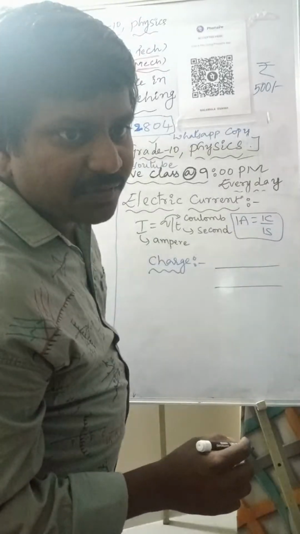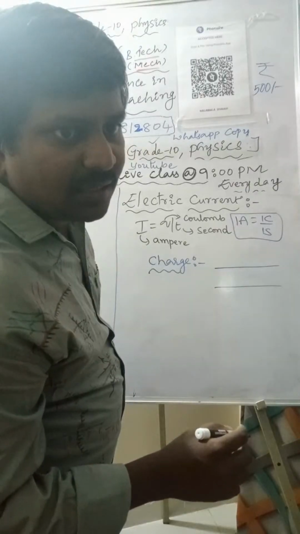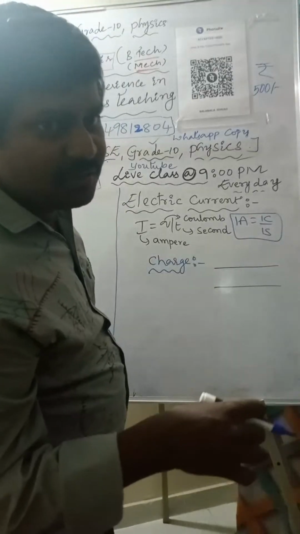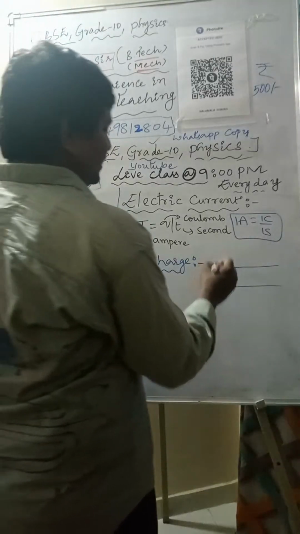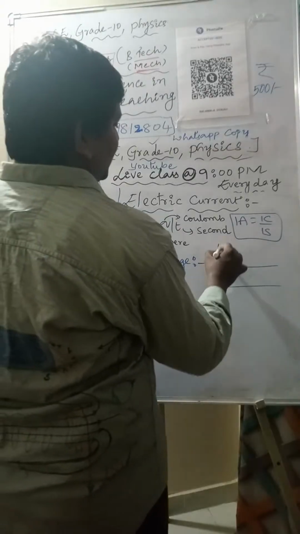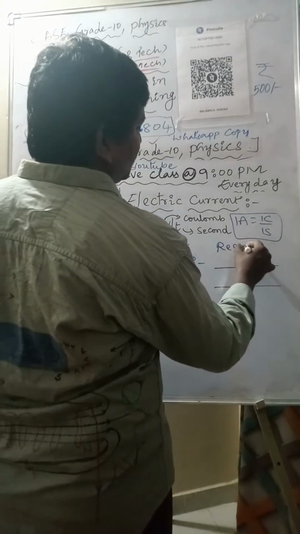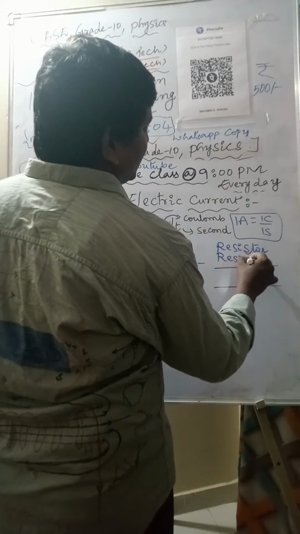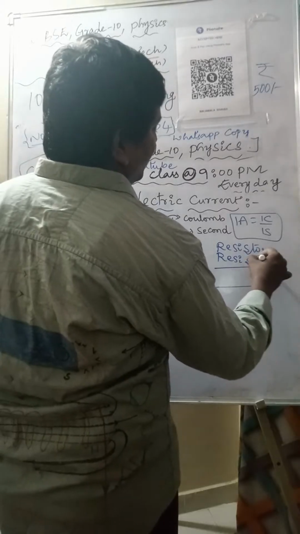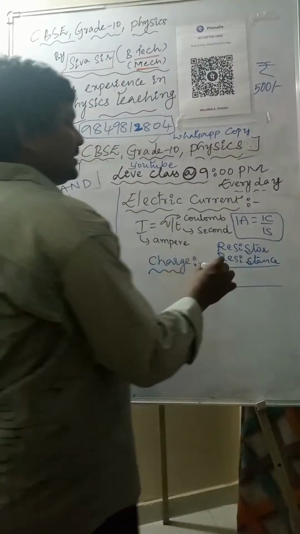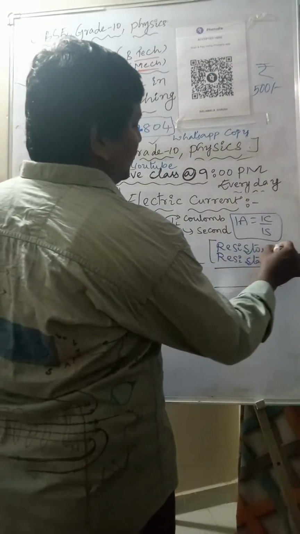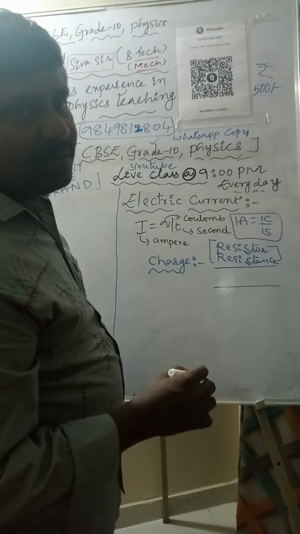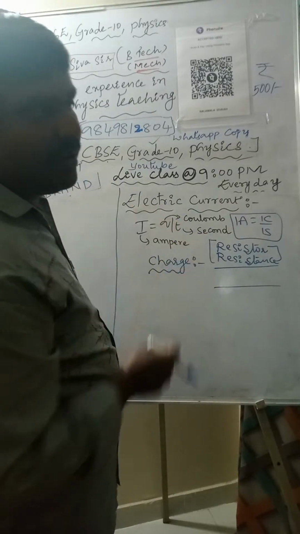Sir, what is the difference between resistor and resistance? A resistor is a device which is used to oppose the electric current. Resistance is the phenomenon of the process, whatever process is happening. So that is called resistance. A resistor is a device used to oppose the electric current. I hope you got the answer.